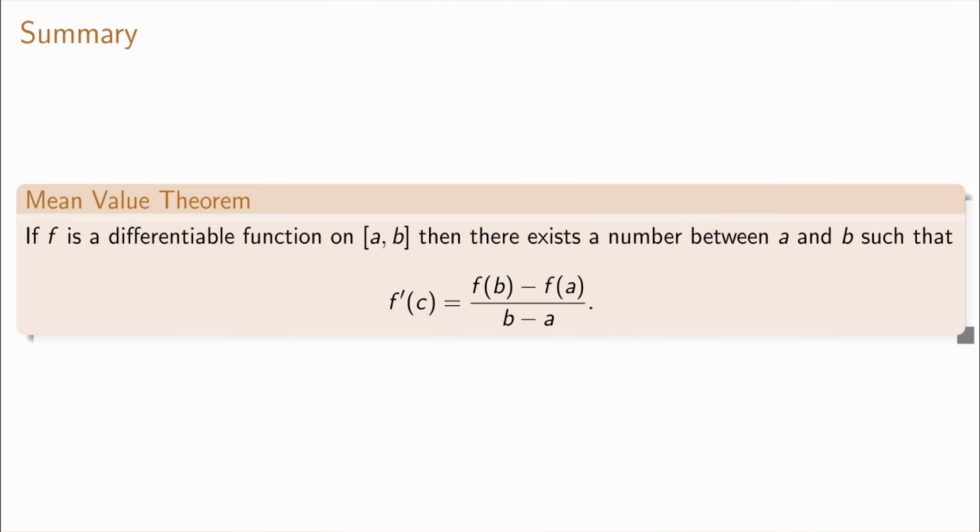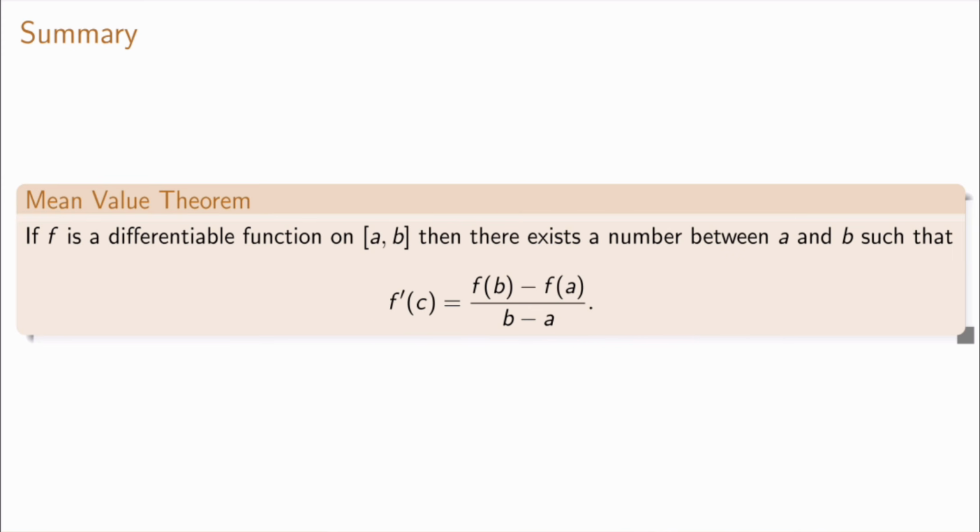So, that's all about the mean value theorem. Just remember this formula: f prime at c, for some point between a and b, is equal to the slope of the secant line, f of b minus f of a, divided by b minus a.